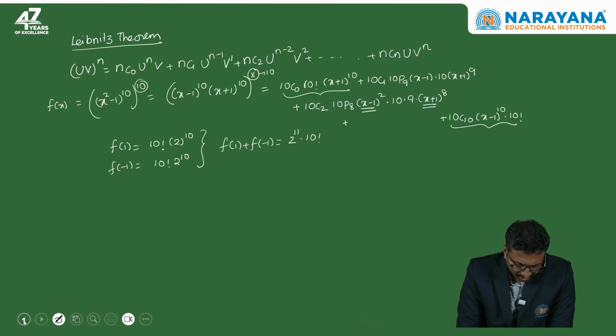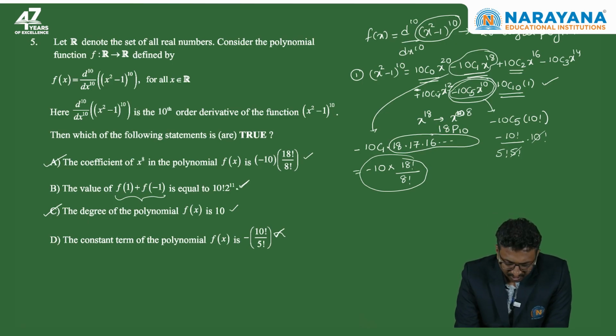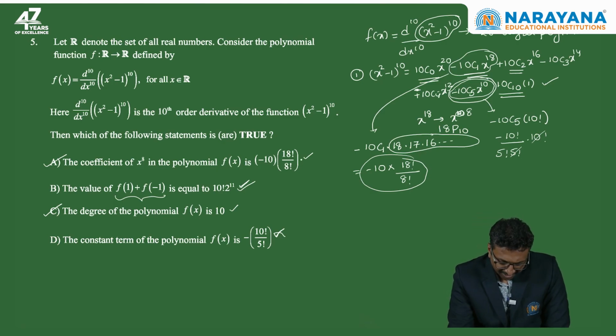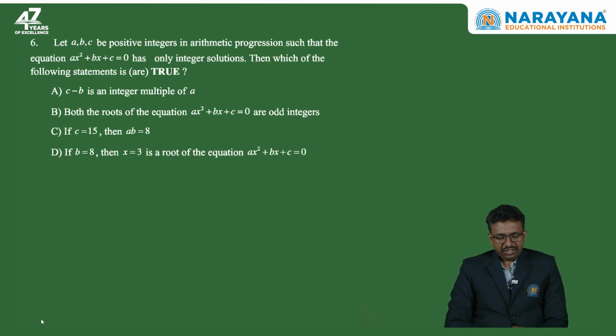So if you go back, what they are giving is the value of f of 1 plus f of minus 1 is 2 power 11 into 10 factorial, which I think is correct. So we got A, B, C as the answers to this. Now let's go to the next question.